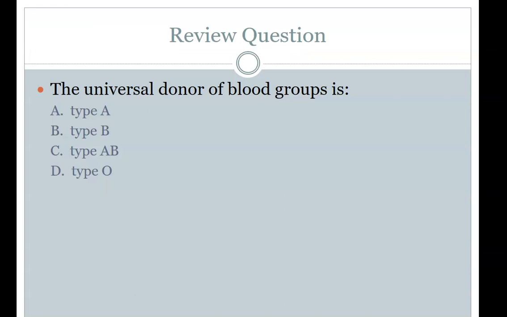Okay. Review question. The universal donor of blood group is what? A, type A; B, type B; C, type AB; or D, type O? And your universal donor in the blood group would be D, type O, because it has neither antigen A nor antigen B.